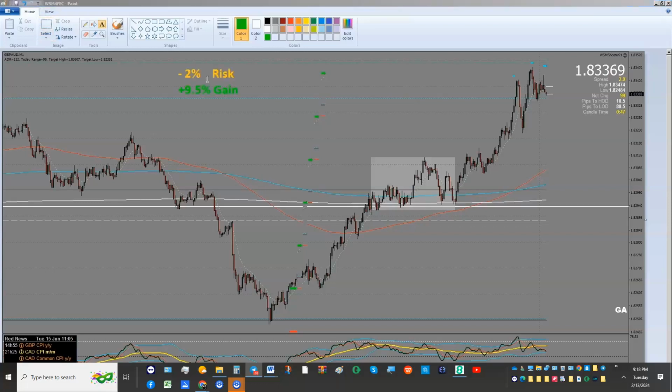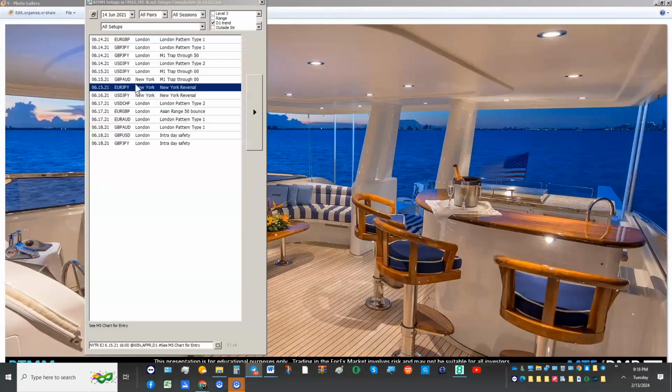And this, of course, gives you a minus 2% risk if you have a broker that will allow that large of a lot size to be put on. You have a minus 2% risk for a plus 9.5% gain. So very nice M1 trap through the 0-0 figure in GA from last Tuesday. And making our way through these New York reversals, let's go have a look at EJ from last week.